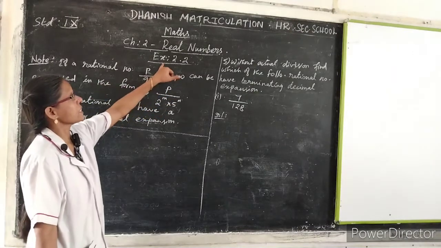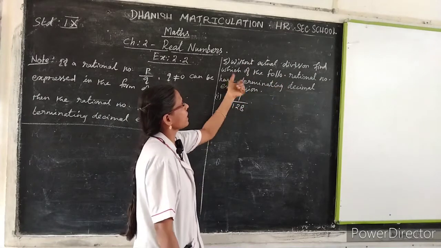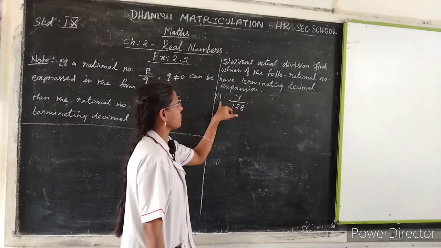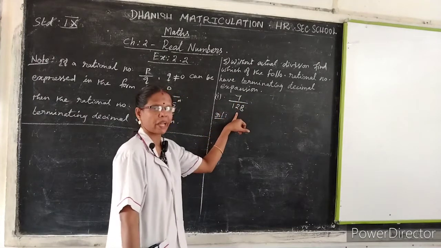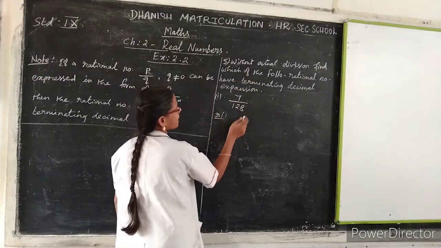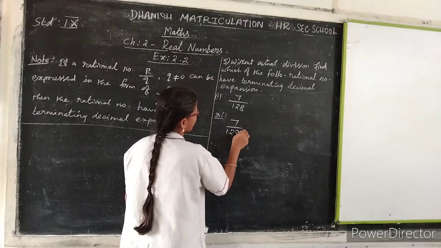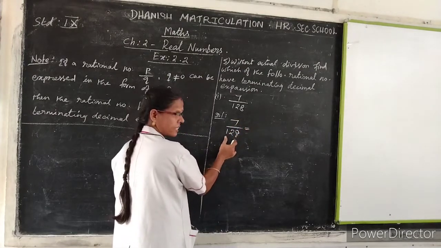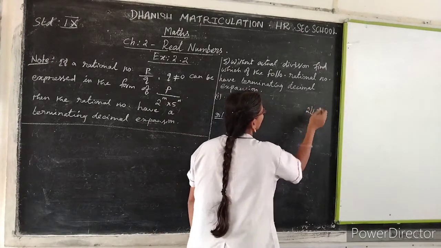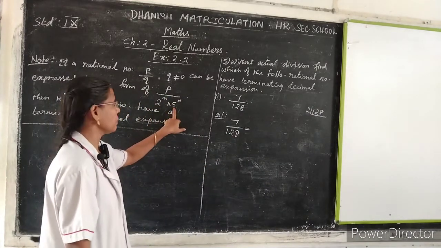Now, exercise 2.2, question number 5. Without actual division, find which of the following rational numbers have a terminating decimal expansion. First subdivision, 7 divided by 128. Without actual division, first take the denominator only and divide that number by 2. So this number can be written in the form of 2 power m into 5 power n.